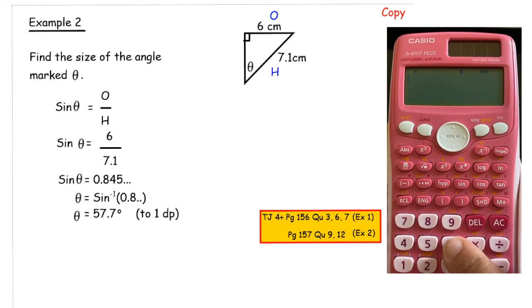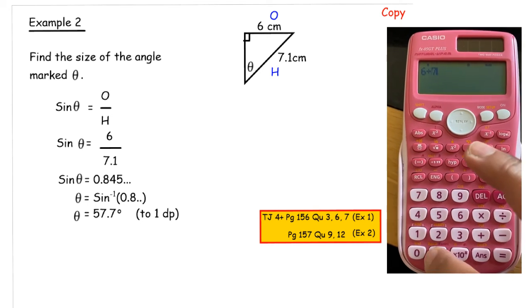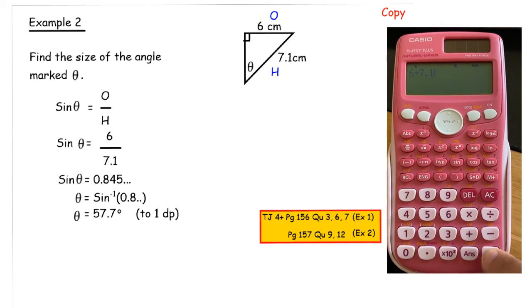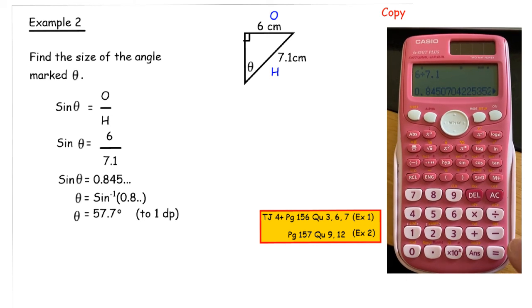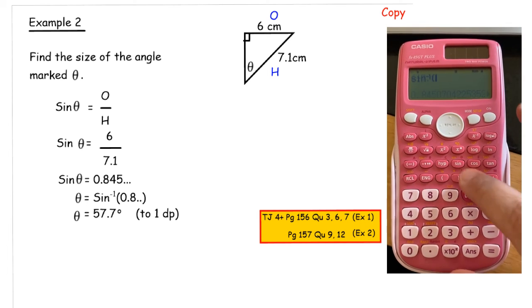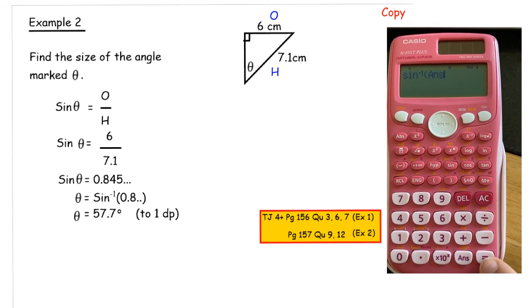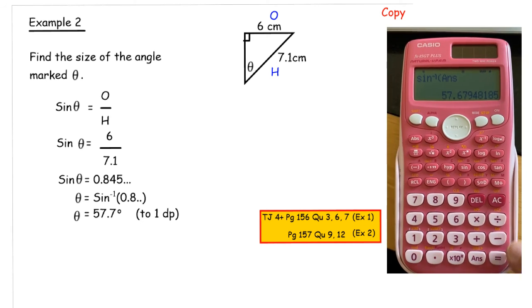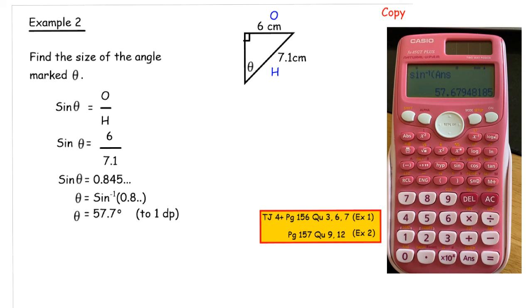So first of all, I'm typing in 6 divided by 7.1. And then changing that from a fraction to a decimal by pressing S-D, and that's got me 0.845. I've just written down the first couple of digits and then pressed shift sine of my last answer, and that's got me 57.67, which I've rounded to 57.7.